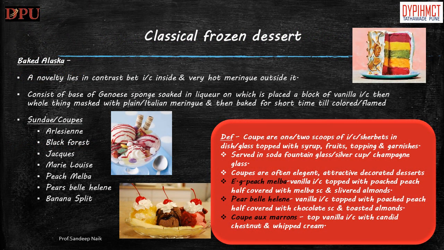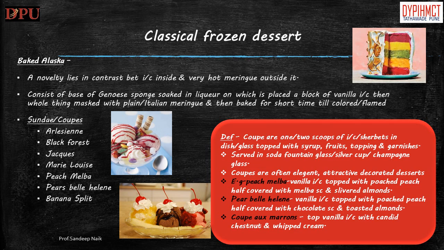Other classical or popular frozen desserts: baked Alaska consists of a base of Genoa sponge soaked in liqueur, on which is placed a block of vanilla, strawberry and chocolate ice cream, then the whole thing is masked with plain or Italian meringue. Finally it is baked for a short time till colored and served immediately.